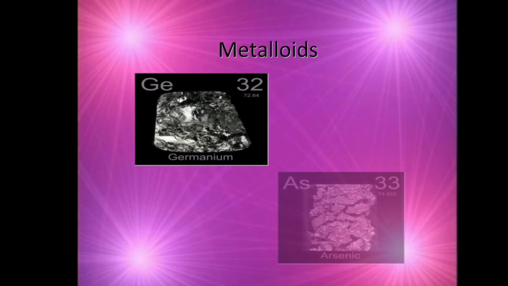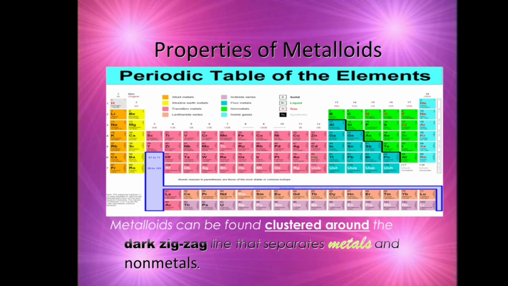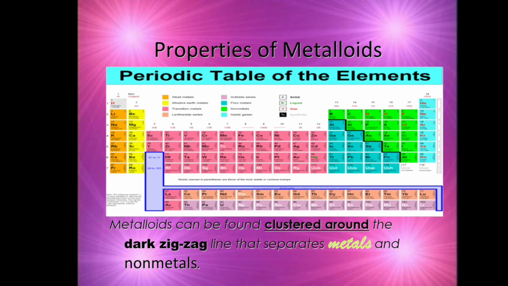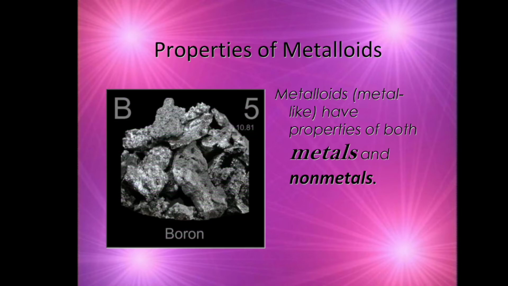Then let us see the metalloids. Here, metalloids can be found clustered around the dark zigzag line that separates metals and non-metals. Here, we will see the properties of metalloids. Metalloids have properties of both metals and non-metals.